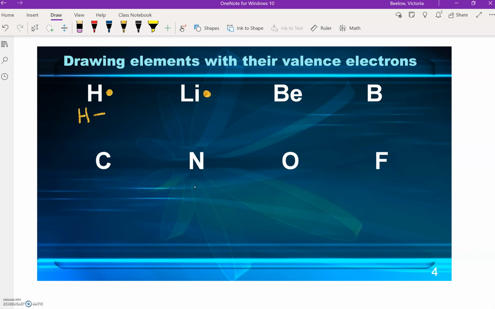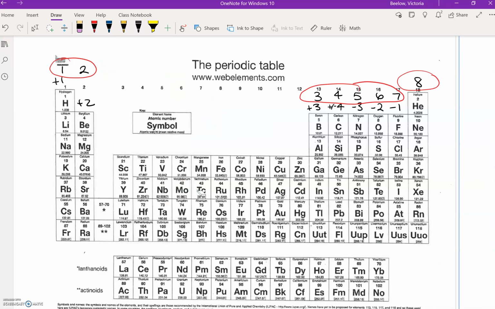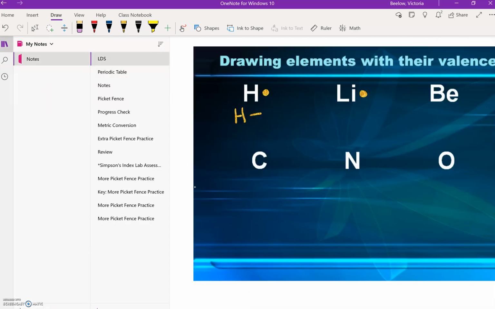Next, we have Be, which is beryllium. I'm just going to refer to my periodic table here. So again, hydrogen and lithium were both in group 1, so they just had 1 valence electron. Beryllium is in group 2. It has 2 valence electrons.